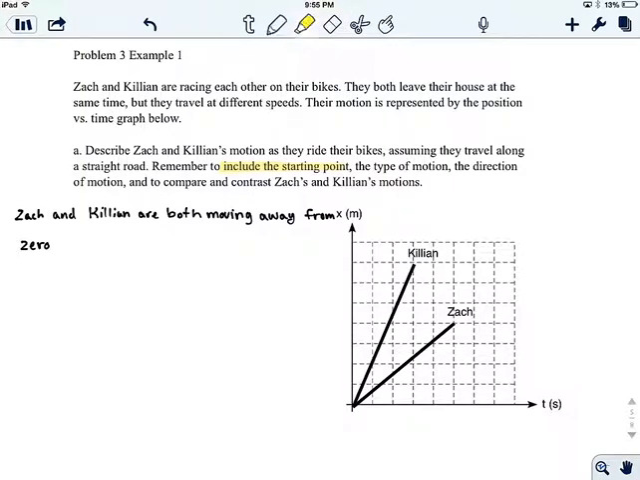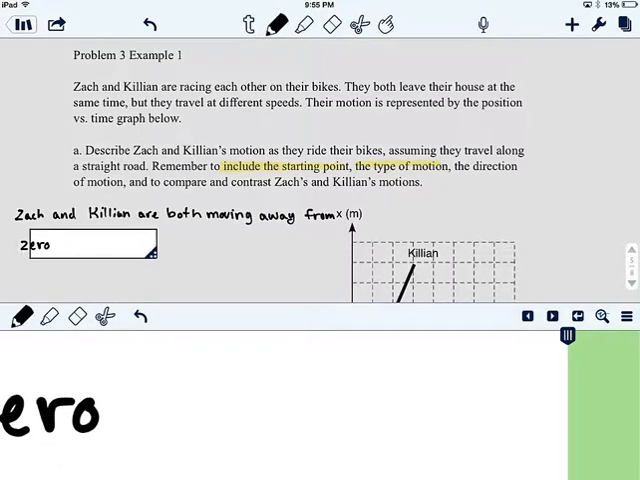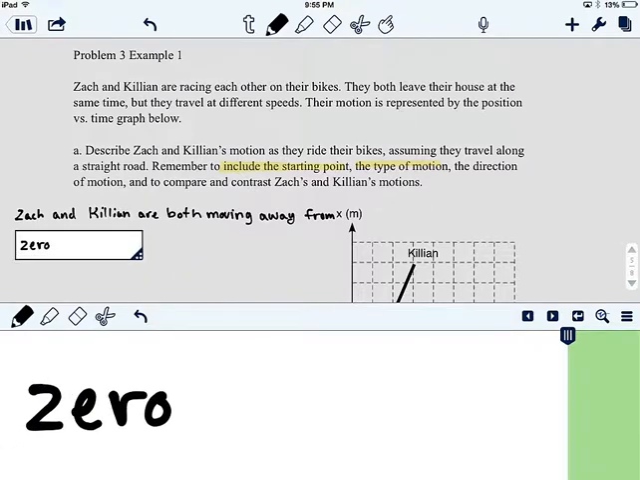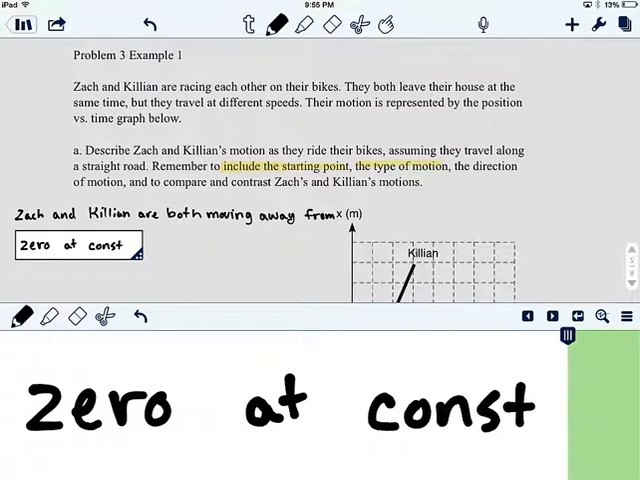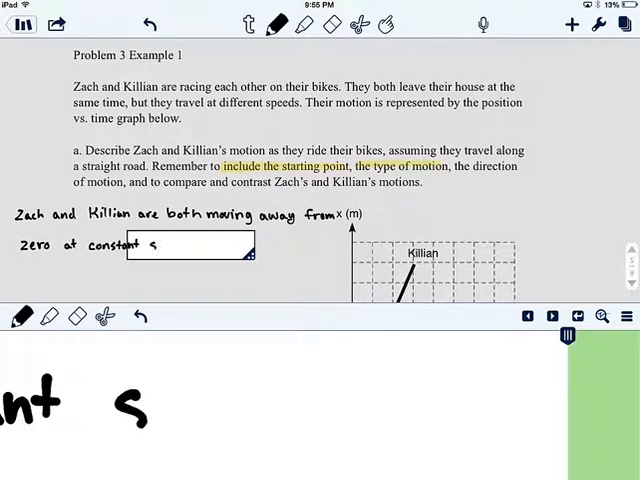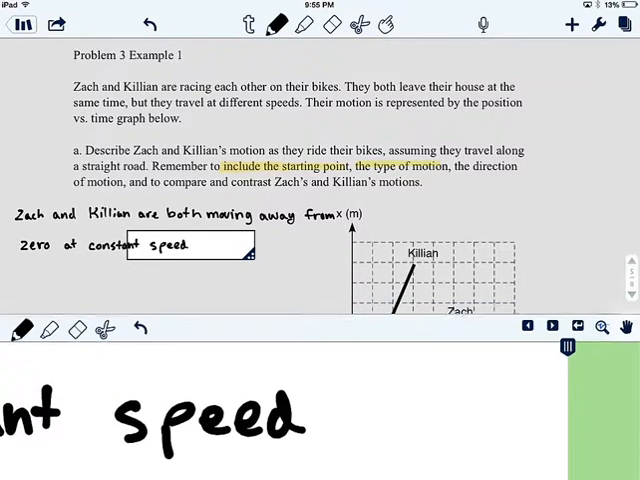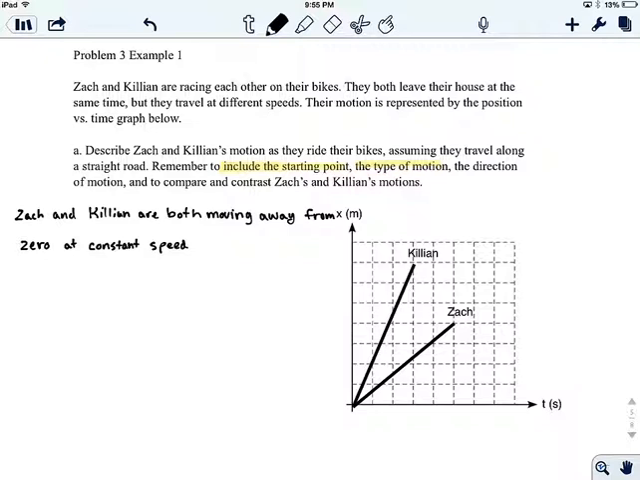Okay, now it wants to know the type of motion. So here's what type of motion means. Tell me about the speed. All right, so they're moving away from zero at constant speed. Zach and Killian are both moving away from zero at constant speed. We know their speeds are constant because their lines are straight. I don't have a curving line or anything like that. I see a straight line. That's constant speed.